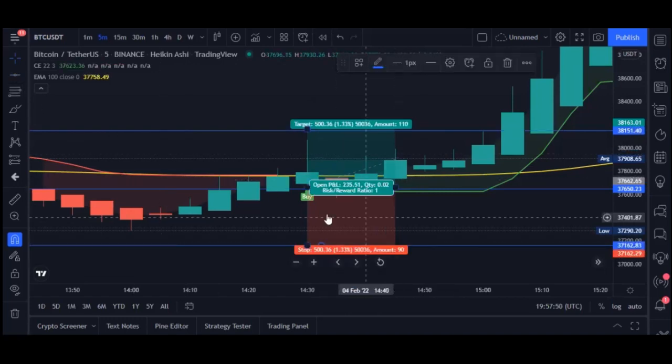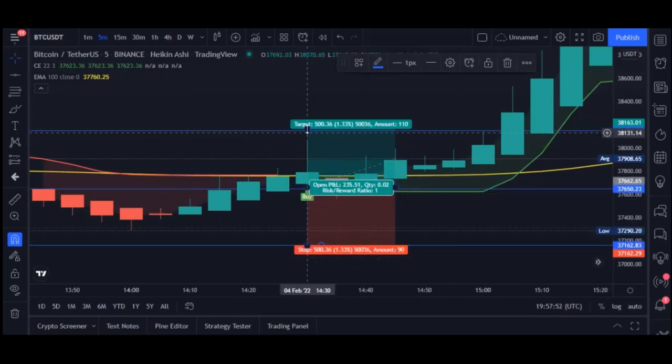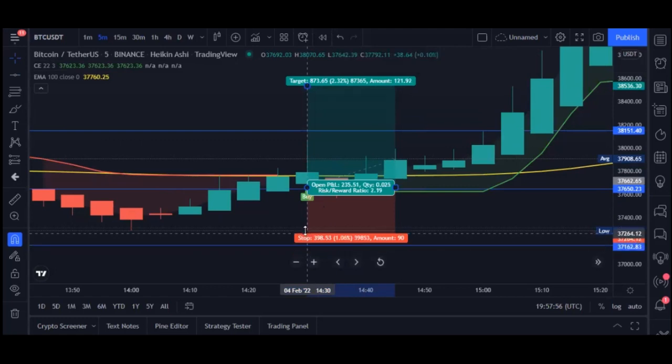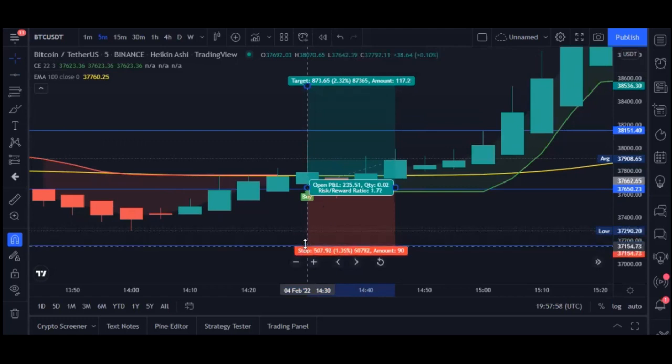I'm just assuming, okay? But you can set this up. You may want to take profit at 2%, 1%. You may want to set your stop loss at 0 point something, whatever you want, go ahead and put that, okay? So now that I've put in these horizontal lines, it means that I'm going to take profit at 38,151. And then my entry price will be at 37,650. And my stop loss will be at 37,162.